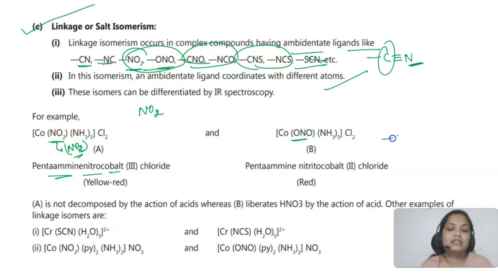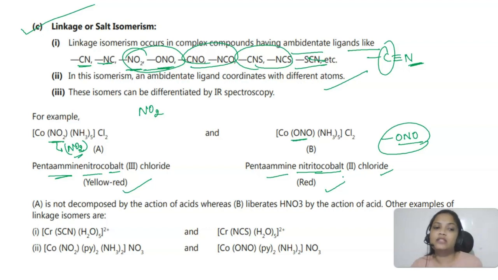But here the linkage has happened through oxygen. When this ONO is there, we call it nitrito. So it becomes pentaamminenitritocobalt(III) chloride. It is yellowish red in color and here it is red in color. So this is the difference in linkage. Linkage means they differ in the linkage of atoms. Here the linkage is through nitrogen and here the linkage is through oxygen. You can see the difference: A is not decomposed by the action of acids but B liberates HNO2 by action of acid.